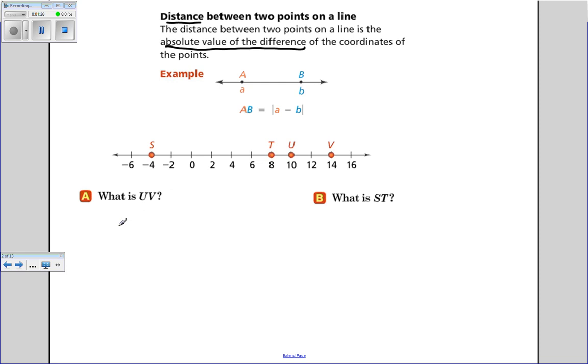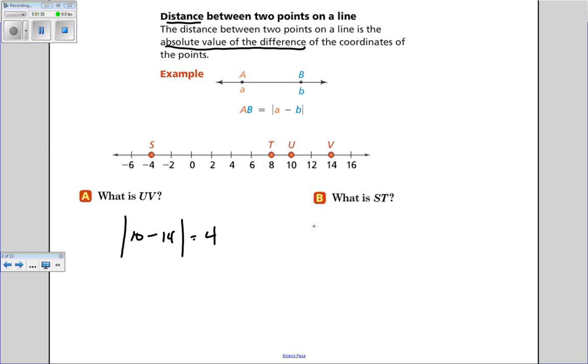All right, so I need to know the absolute value of U is located at 10, and then find the difference to V, which is at 14. So 10 minus 14 is a negative 4. And then what we're going to do is do the absolute value of that. So the distance from U to V is 4.